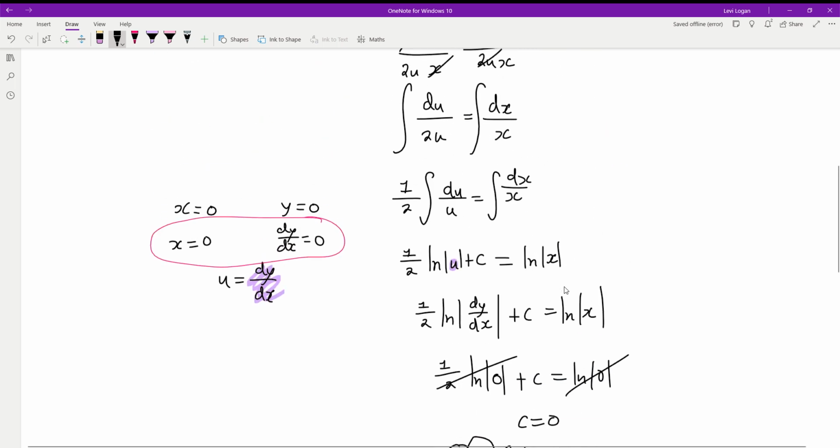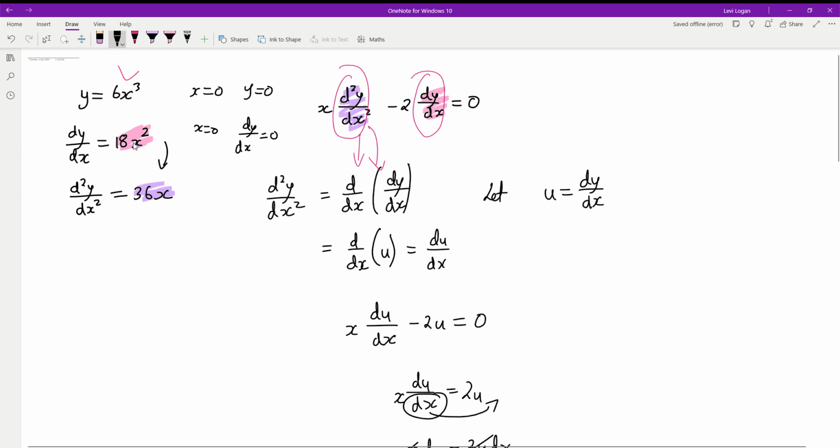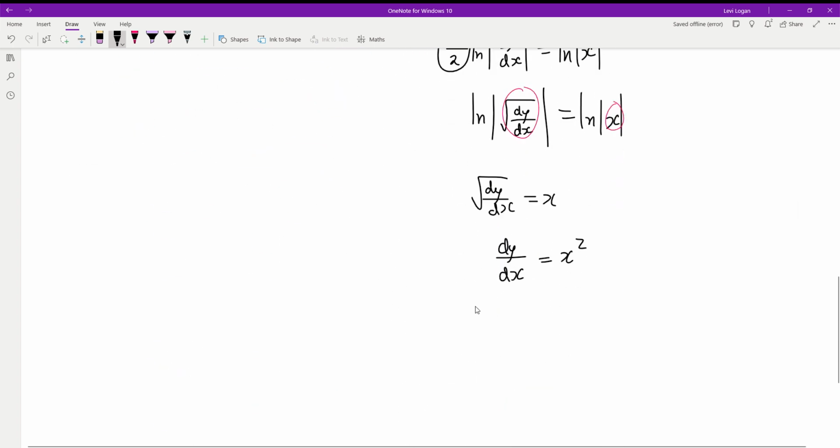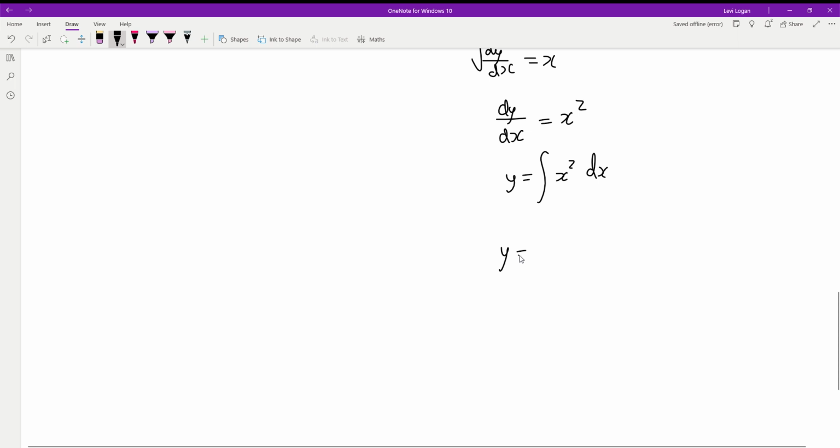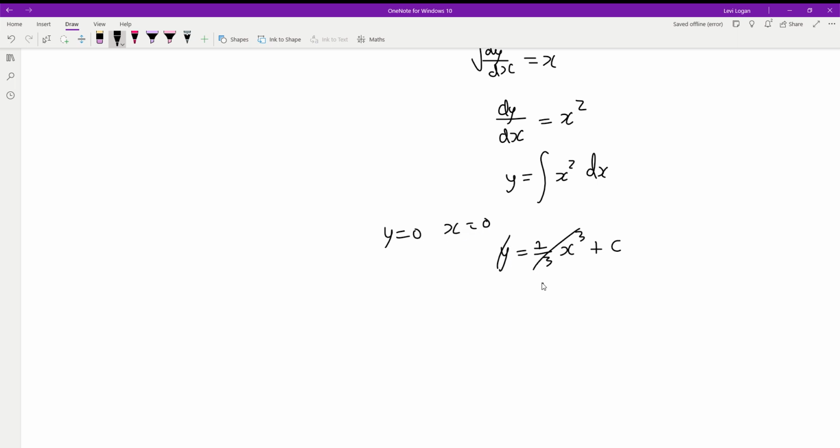Now, that looks very familiar to what we have up here. Now, all we got to do is integrate both sides with respect to x. So y is equal to the integral of x squared dx, and then what we're left with is y is equal to a third x cubed plus c. Now we know when y is equal to 0, x is equal to 0, so therefore c must be equal to 0, so therefore y is equal to a third x cubed.